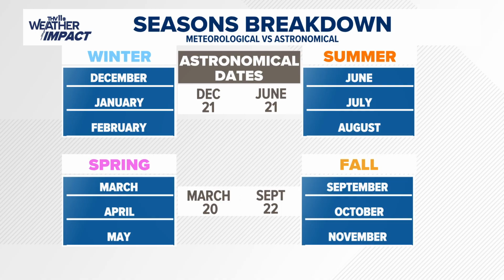Meanwhile, the astronomical dates are an actual date, and it'll get much more confusing to figure out, well, what was the average temperature for summer. June, July, August, from June 1st all the way through August 31st is much easier to figure out versus starting at June 21st and ending on September 22nd. So once again, meteorological seasons are just primarily for weather records.